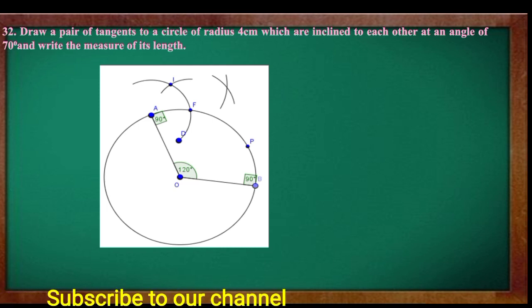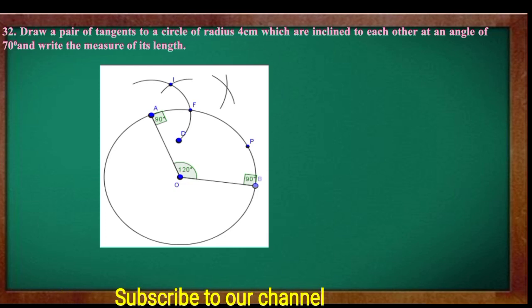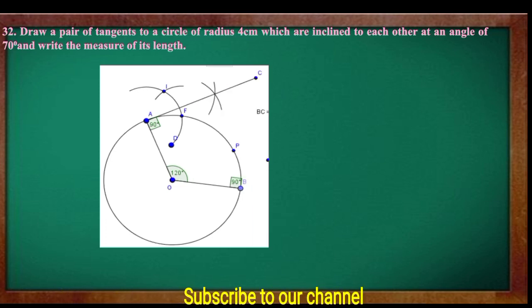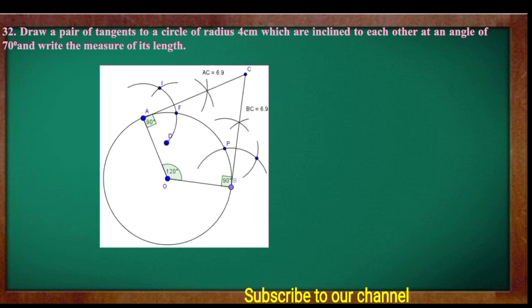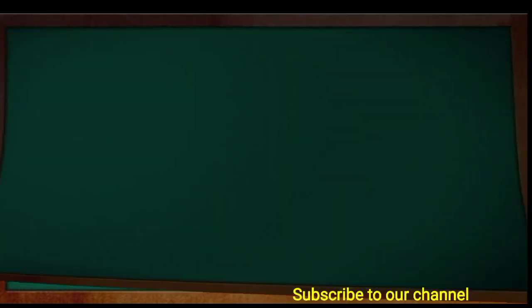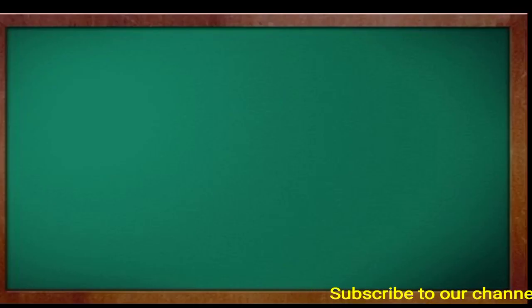Draw a tangent at A, and similarly draw a tangent at B. This is our required tangent.